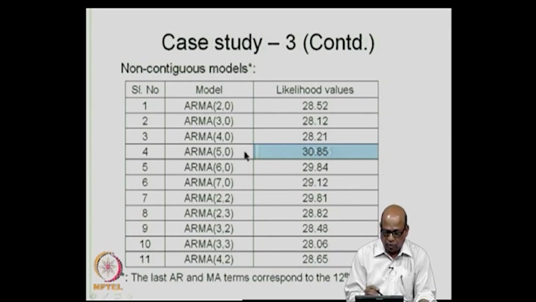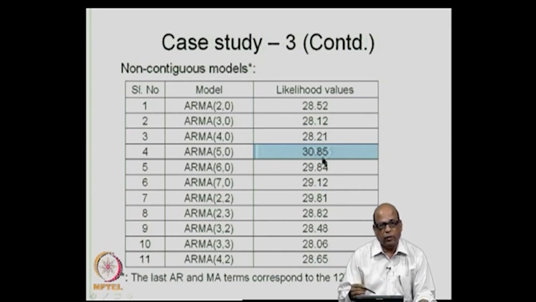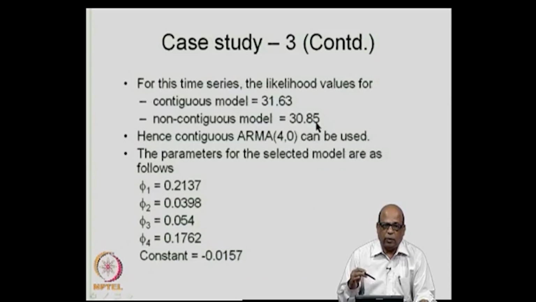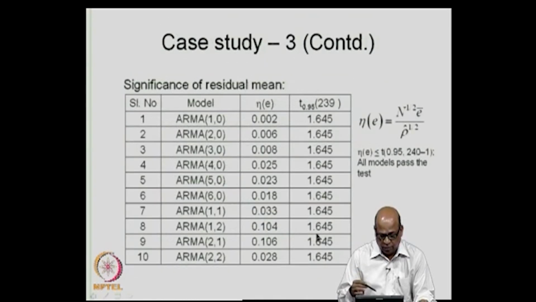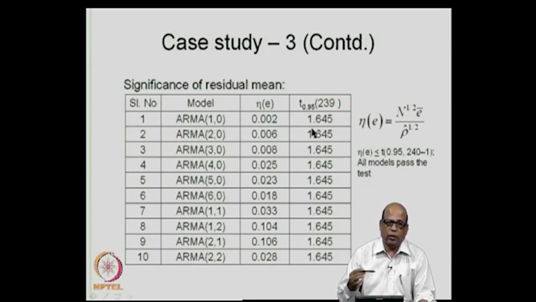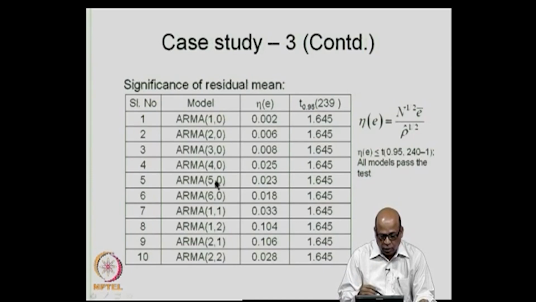Let us say that this model did not pass one of the tests, then you go to the next available model in terms of the likelihood values, and see whether that model passes the test. That is why we calculate this t statistic as well as the likelihood values for all the candidate models. So, in this particular case the ARMA 40 model passes the test, and therefore, we progress further.